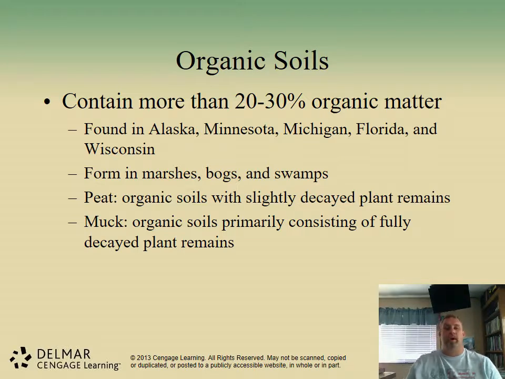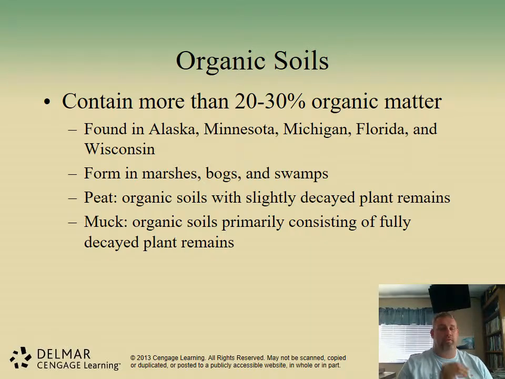So when you're talking about something that is considered an organic soil, this is a soil that contains more than 20 to 30% of its organic material. Most often they're found in Alaska, Minnesota, Michigan, Florida, or Wisconsin. And these are formed from old marshes or bogs where there's a lot of plant material that piles on and piles on and just continues to build and build, and keeps that organic material in the soil.